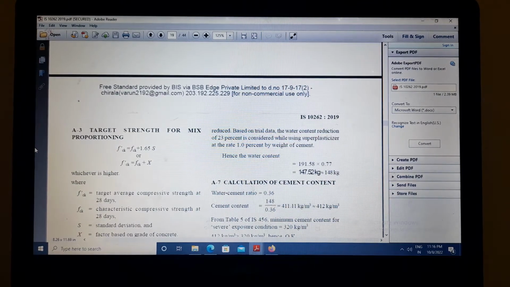Next, you should decide the target strength of the concrete. F dash ck equals fck plus 1.65 times s. In our earlier video, I have given a detailed explanation regarding fck and f dash ck. Anyway, I am giving it once again. Fck is the characteristic compressive strength. Here we are designing concrete for M40 grade. So the characteristic strength is M40 and s is the standard deviation.